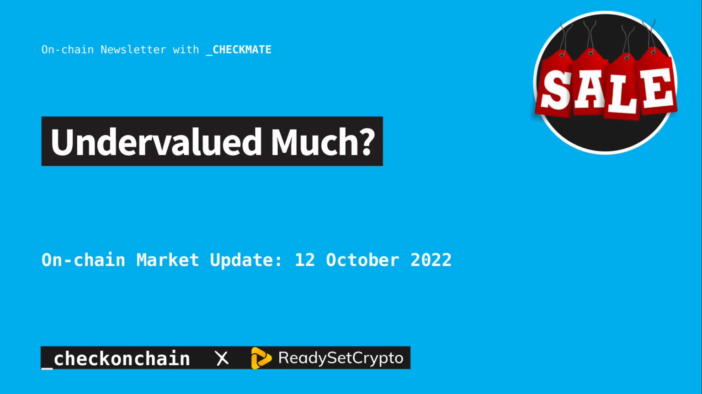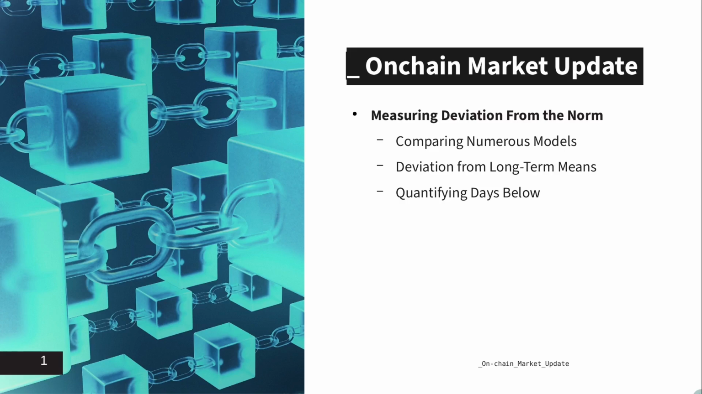What does undervalued mean? How do you quantify it? And just give you a bit of a gauge with some numbers associated with it. So we're going to compare numerous models, and really what we're looking for here is deviations from the norm. And the question is, what is the norm? Well, the answer is nobody knows. That's why prices are always moving around.